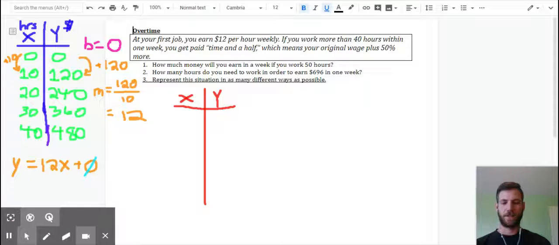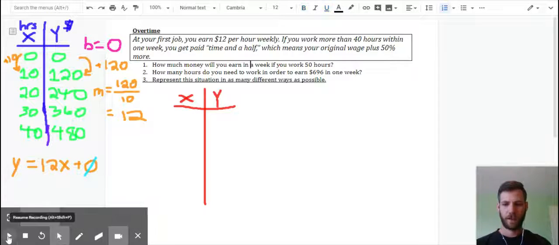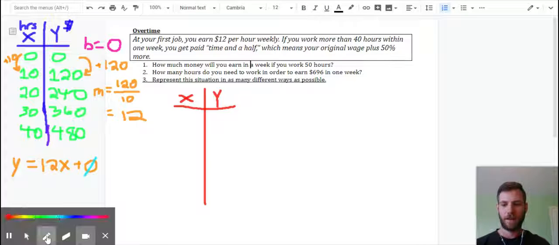Now we are ready to start thinking about the more challenging part of this problem, and that is when there is overtime pay included as well. I want to stay with my increments of 10. So my first increment of 10 would be going up to 50.